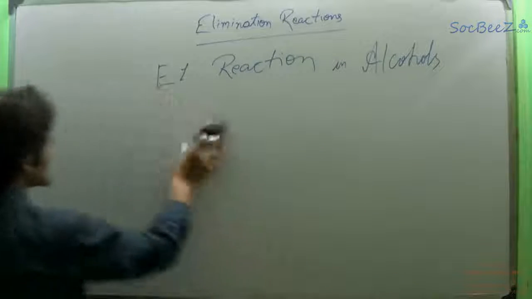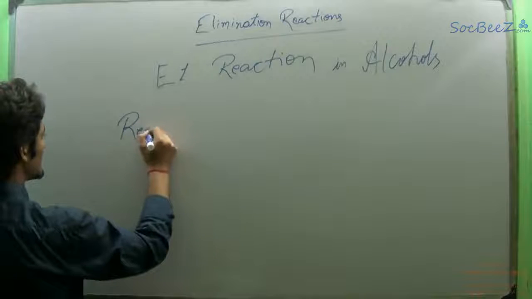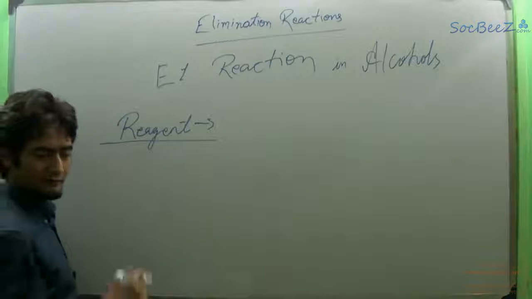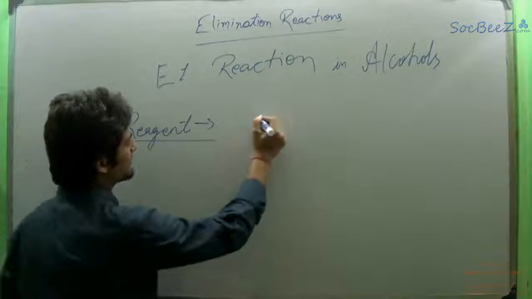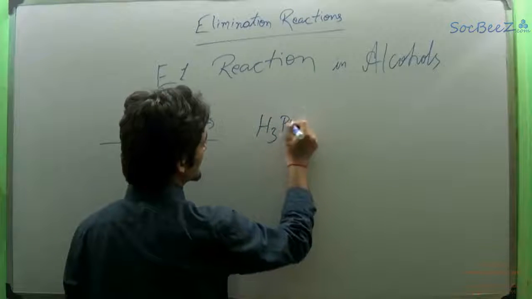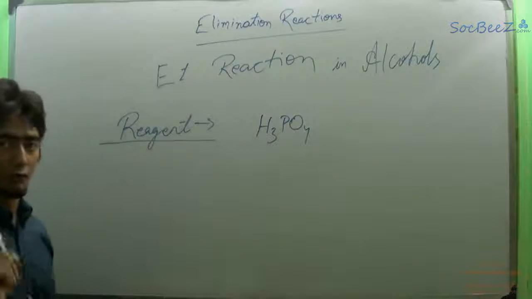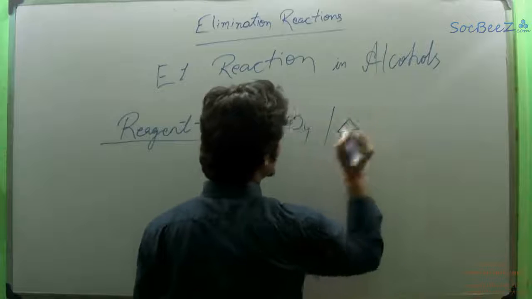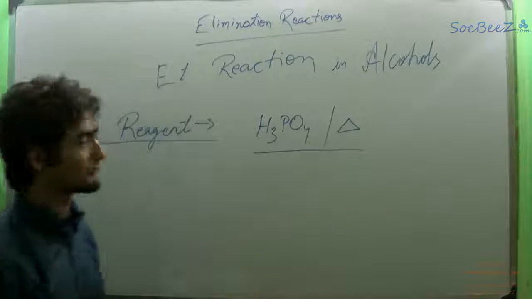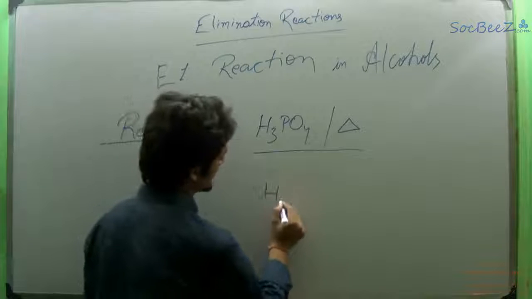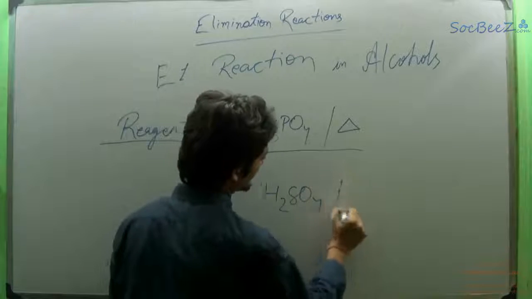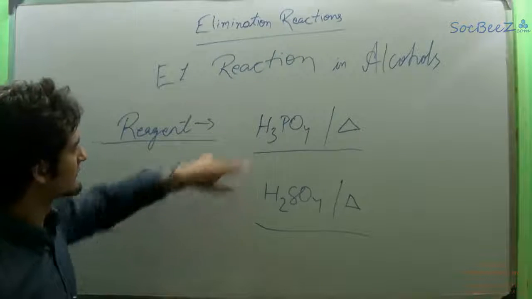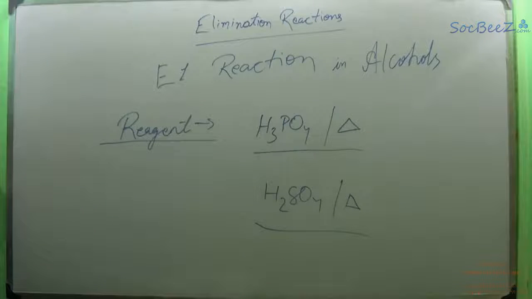Now, important thing to note is the reagents. In this molecule, we need an acid, because in the first step, we have to protonate the alcohol group, and obviously, heat is needed. So H3PO4 with heat can act as an acid or H2SO4 with heat. These two molecules can act as acid for the elimination reaction of alcohol.